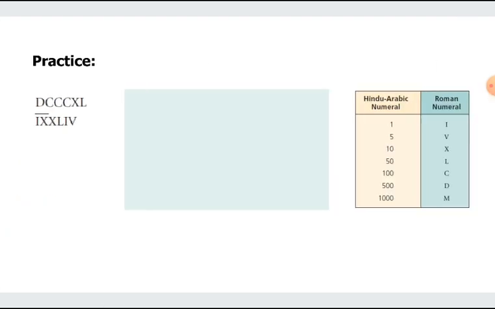Let's have some practice. So D, 3 C's, and XL. So we know that D is 500. 3 C's is 300 plus X, that's 10. Okay, XL. So 50, that's larger than 10. So 50 minus 10. So this one is 800 plus 40. So the first one, what we're getting is 840.